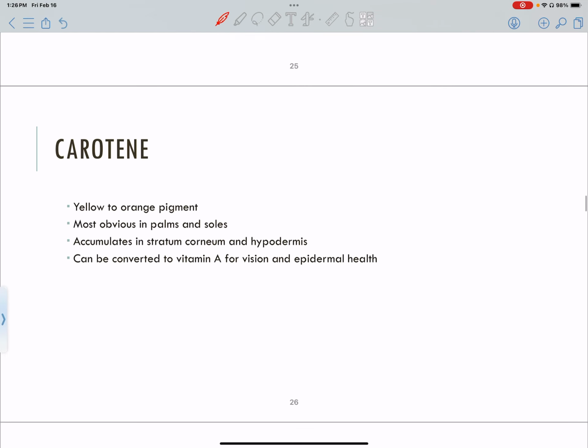The second pigment that contributes to our skin color is keratin, and that's going to be ranging from yellow to orange. Where is this pigment most obvious is going to be in the palms and the soles of our feet. It's going to accumulate in the outermost layer of our skin, so the most superficial layer, stratum corneum, as well as our hypodermis. It can be converted to vitamin A. If we are low on vitamin A, we would convert it to that. That's going to help with our vision as well as the health of our epidermis.